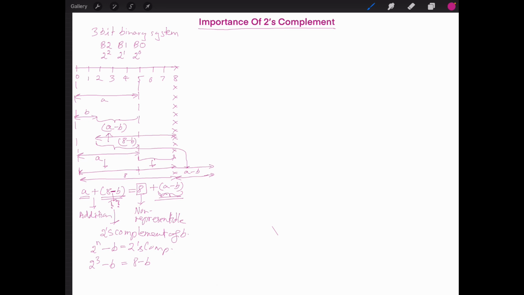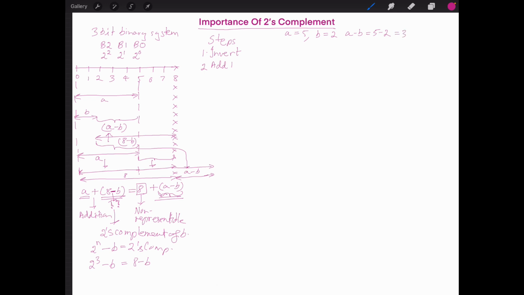Let's work this out with an example. Let's find out how to compute the 2's complement. The steps involved for computing 2's complement are twofold. One is to invert all the binary bits of the number. Second is to add 1 to the inverted number. So let's take an example with A equals 5 and B equals 2, and our objective is to find A minus B, which is 5 minus 2 equals 3.